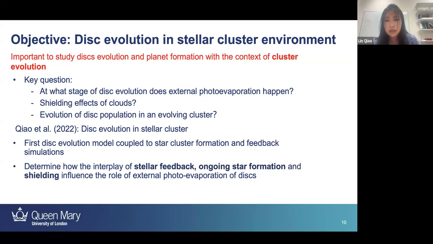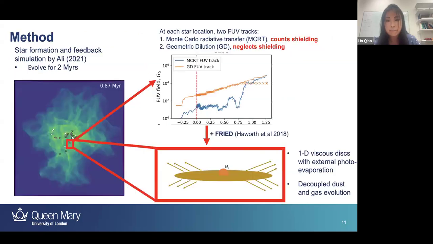To study this, I coupled the disk evolution model to a stellar cluster formation and feedback model, in order to determine how the interplay of stellar feedback, ongoing star formation, and cloud shielding together influence the role of external photoevaporation of disks. Specifically, I used the star formation feedback simulation, starting from the cloud of the giant molecular cloud, like the one I showed in the previous slide.